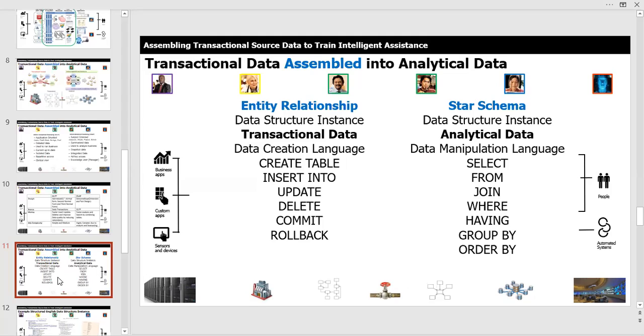On the analytical side is where you're starting to manipulate your data using the commands select from, or a join command, or different kinds of join commands. And then where is giving you attributes that you're looking for, or having as another set of attributes. And then grouping by these attributes or ordering by these attributes. All of that allows you to do what's called aggregation and summarization, which is what drives your dashboard.